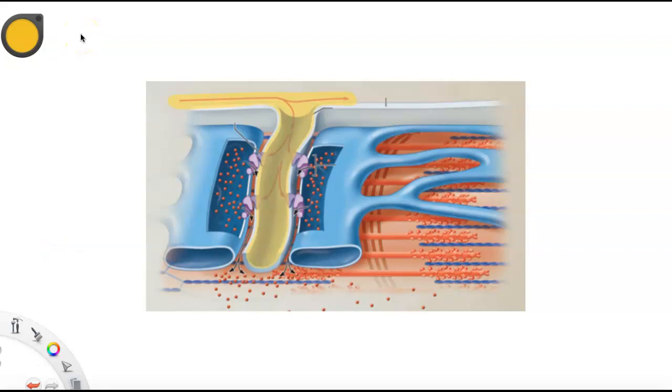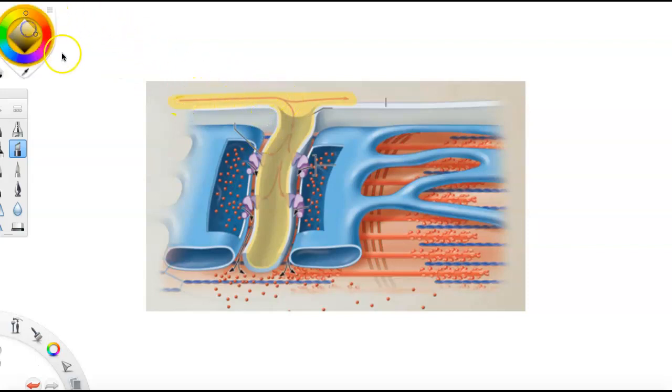All right, so now we have the action potential on the muscle cell. The neuron's done its thing, and now we've got the muscle cell, and we need to get the muscle cell to contract. So this gold looking area right here with the red arrows in it, that is the action potential.